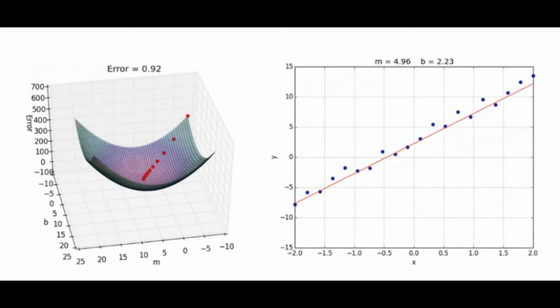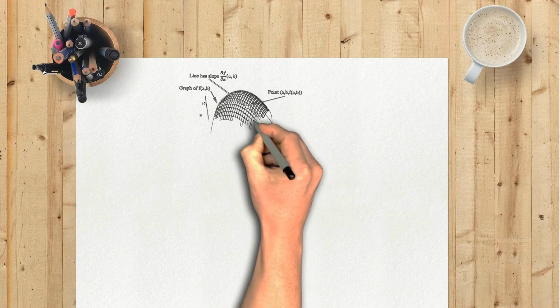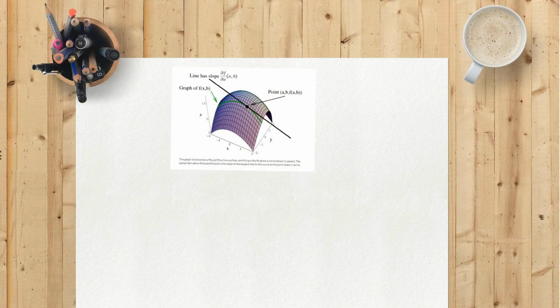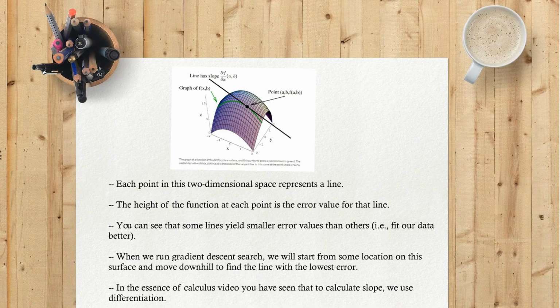Since our error function consists of two parameters, m and b, we can visualize it as a two-dimensional surface. This is what it looks like for our dataset. Each point in this two-dimensional space represents a line. The height of the function at each point is the error value for that line. You can see that some lines yield smaller error values than others. That means they fit our data better.